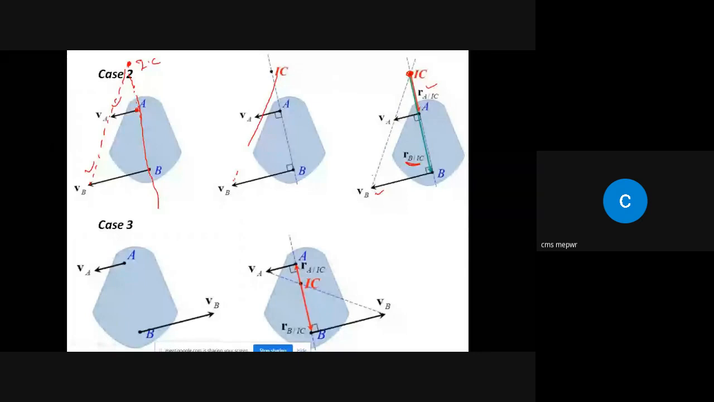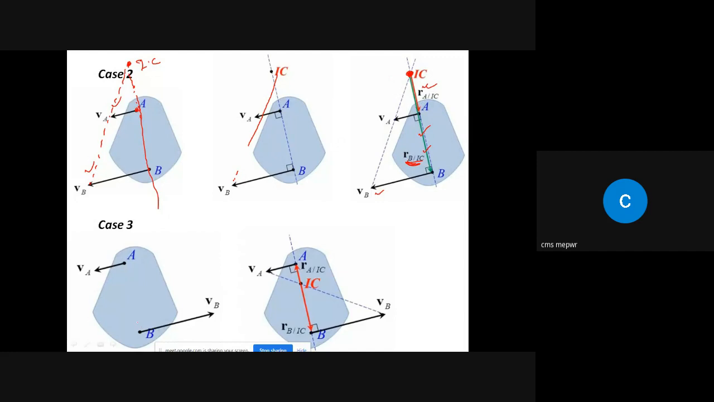So if you have a case in which the velocities are parallel with different magnitudes, you can use the second option. This is the instantaneous center of zero velocity, and if you want to find the position of point A with respect to it, it is given as RA with respect to IC, and the second one, in green, is RB, the position vector of point B with respect to the instantaneous center.